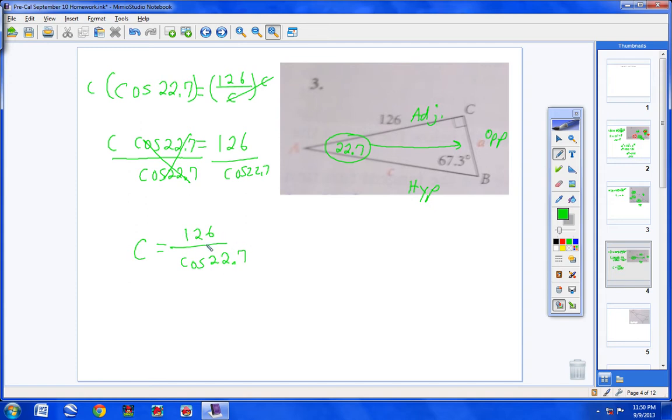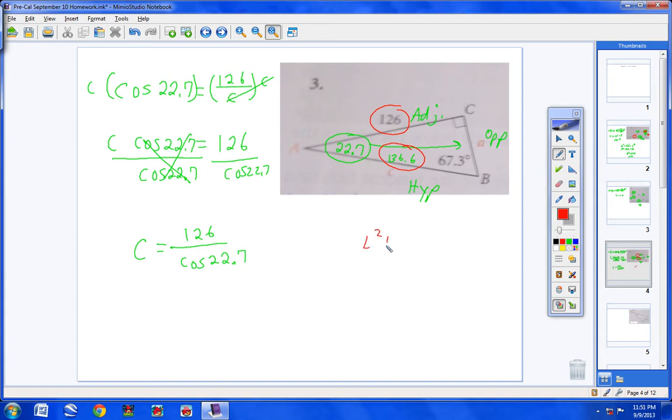Now if you type this into your calculator correctly, 126 divided by, and then hit cosine, and then type in 22.7 and hit enter, what you will get out for C is 136.6. So now I know this side is 136.6. Okay? Now, do I know two sides over here? I don't like this green color. I'm going to change. Yes, I know this side and I know that side. So I can use Pythagorean Theorem.